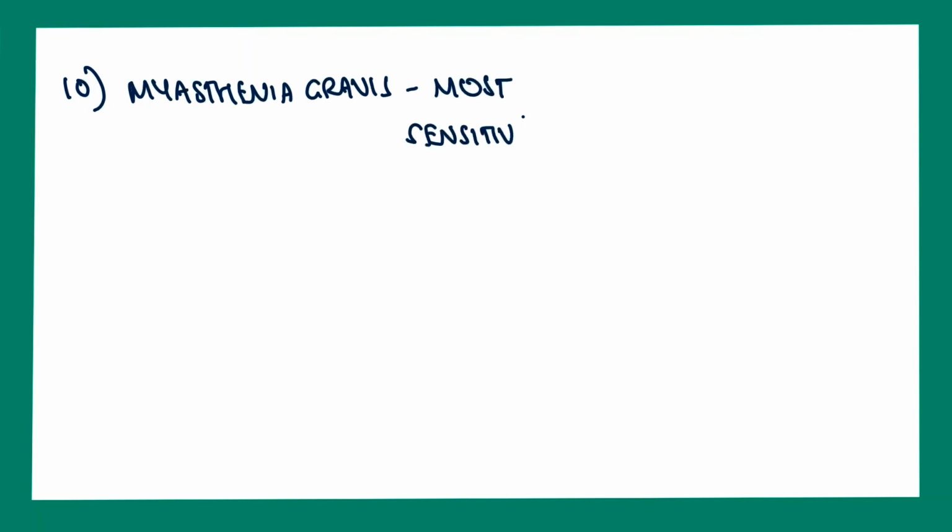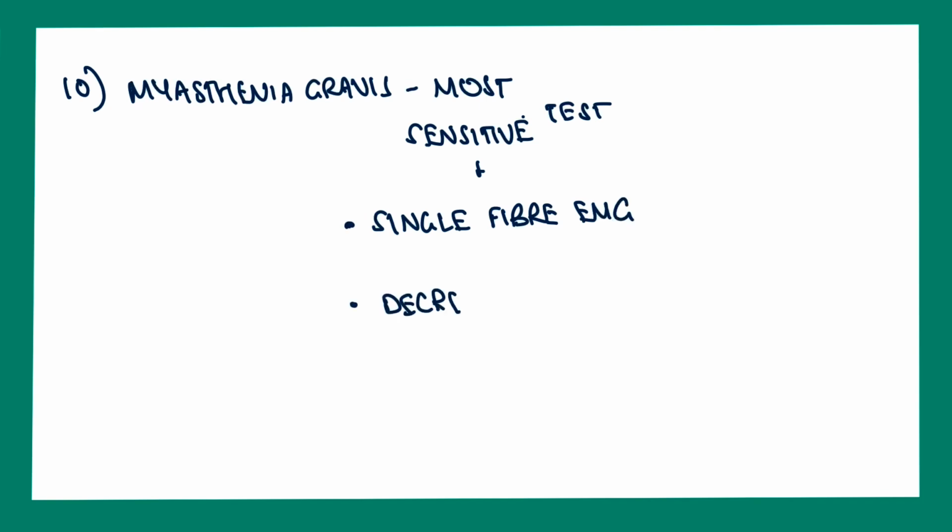Next is in myasthenia gravis, the most sensitive test they have asked, it is single fiber electromyography. In this, what they will do is they will repetitively stimulate the muscle, and they will find a decremental response after repetitive stimulation.